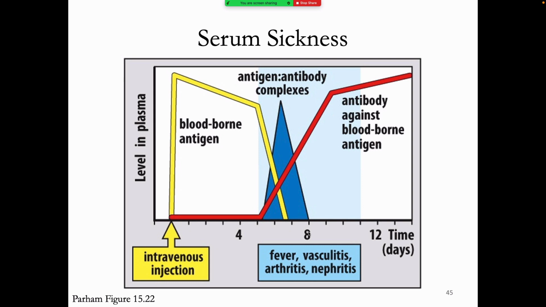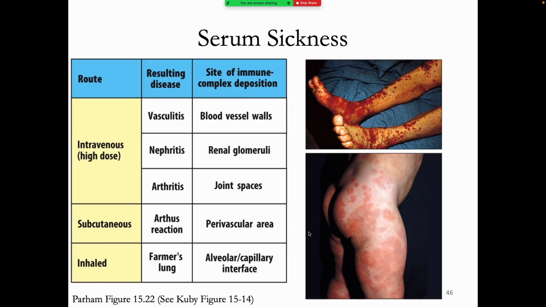which will cause disease. So this is what serum sickness ends up looking like. Typically, you're going to end up with immune complexes in blood vessel walls, and so you'll get this in the skin. You'll actually get these types of rash as well as some vasculitis.